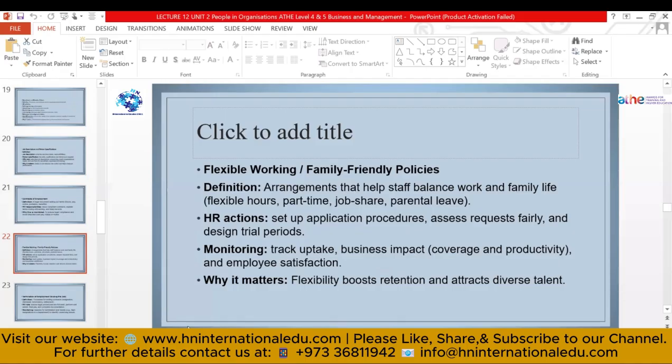HR actions: set up the application procedure, assess the request fairly, and design trial periods. It's not a good way to tell the management on the day you're taking the leave. It's better to inform them a week before so that they can make the arrangements. Monitoring: track the update, business impact, coverage and productivity, and employee satisfaction. Each and everything needs to be considered in it. Why it matters: flexibility boosts retention and attracts diverse talent.